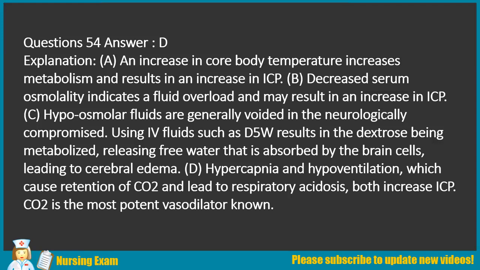Question 54 answer, D. Explanation. A. An increase in core body temperature increases metabolism and results in an increase in ICP. B. Decreased serum osmolality indicates a fluid overload and may result in an increase in ICP. C. Hypoosmolar fluids are generally avoided in the neurologically compromised. Using fluids such as D5W results in the dextrose being metabolized, releasing free water that is absorbed by the brain cells, leading to cerebral edema. D. Hypercapnia and hypoventilation, which cause retention of CO2 and lead to respiratory acidosis, both increase ICP. CO2 is the most potent vasodilator known.